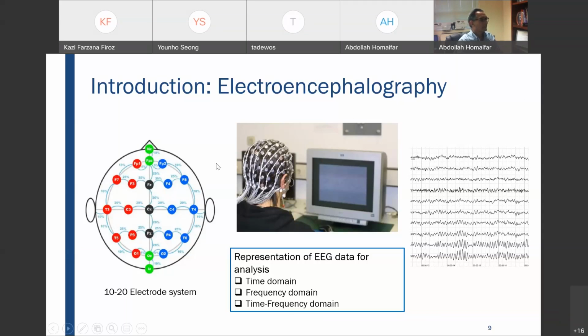Once we collect the signals through these electrodes, we get this kind of graphs, and then we analyze them from different perspectives, like time domain, frequency domain, time-frequency domain, etc.